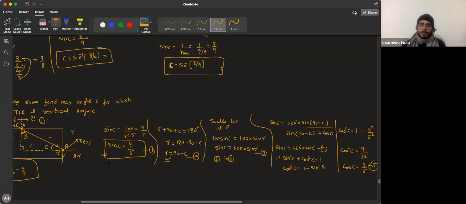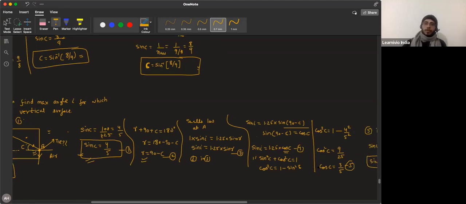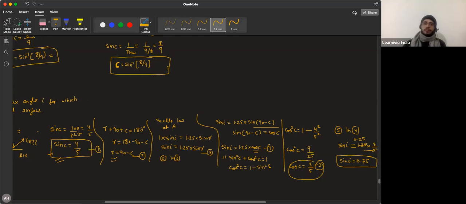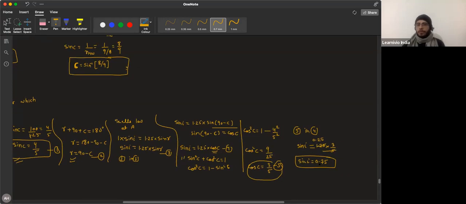I know the value of sine C, but here I need cos C. So I'm using the identity sine square C plus cos square C is 1. So cos square C is 1 minus sine square C, with sine C being 4 by 5. So it's 1 minus 4 square by 5 square, and cos C comes out to be 3 by 5. Substituting this cos C, sine I is 1.25 into 3 by 5, that's 0.75. So I is sine inverse 0.75.